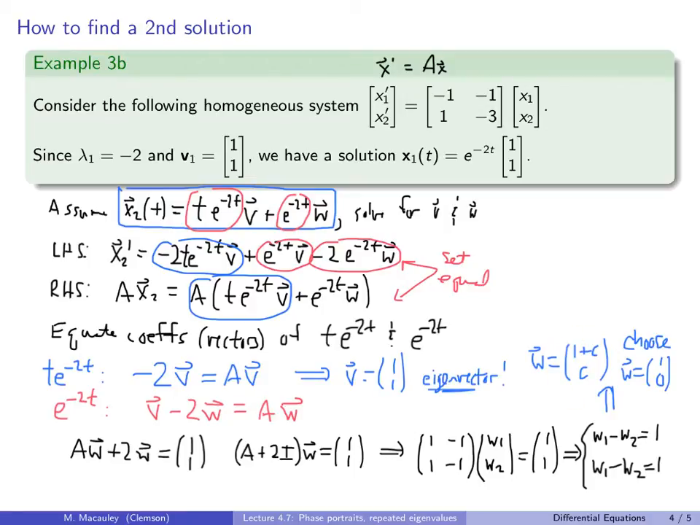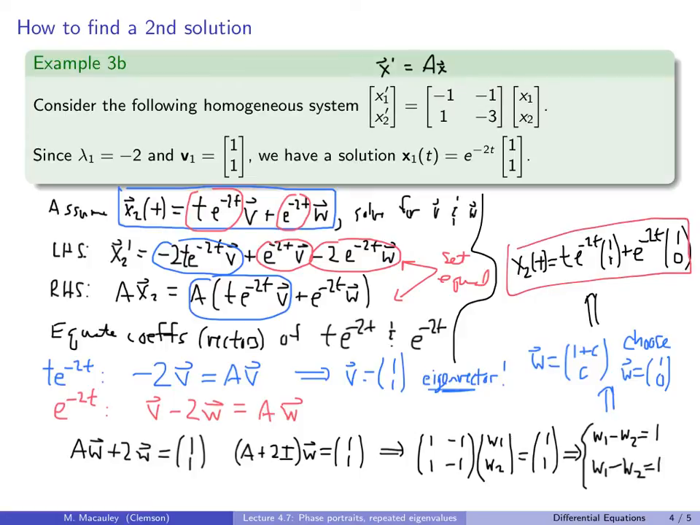So now, x2 of t equals t times e to the minus 2t times (1, 1), that's my v, plus e to the minus 2t times (1, 0). So that is our second solution. Let me box that in red so we can see it. And now we have the general solution. Let's write it up here.